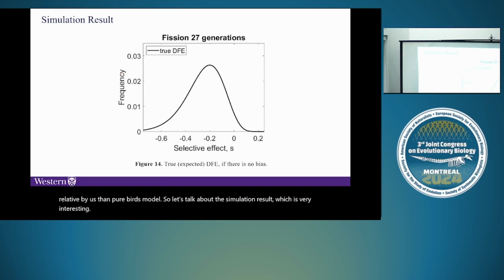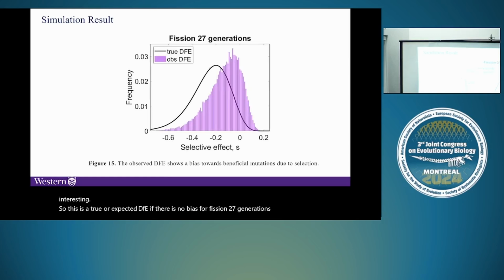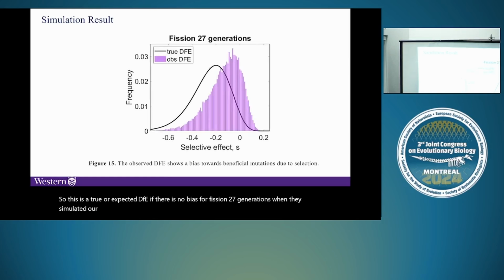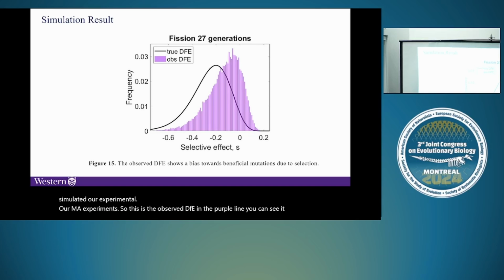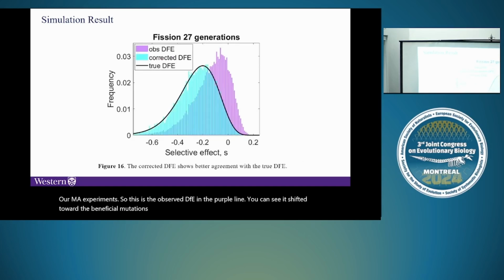This is the true or expected DFE if there is no bias, for fission, 27 generations. When we simulated our MA experiments, this is the observed DFE in the purple line. You can see it's shifted toward the beneficial mutations. After applying our corrections, we get very good agreement with the true DFE.